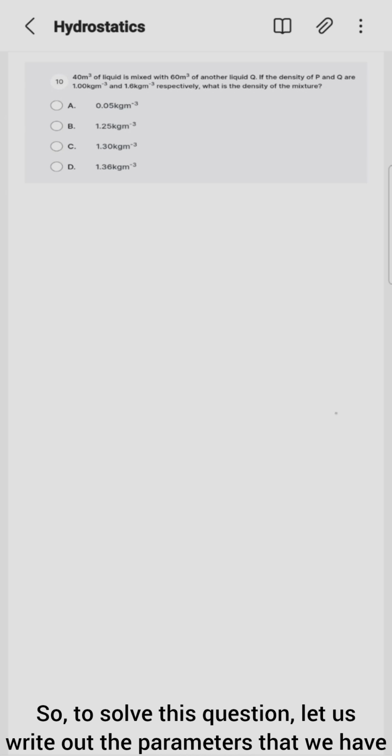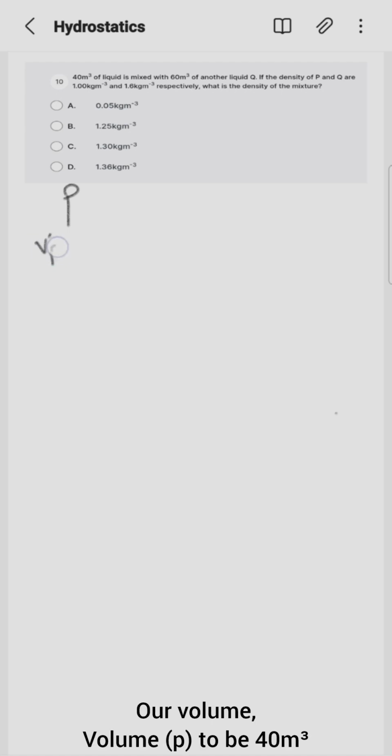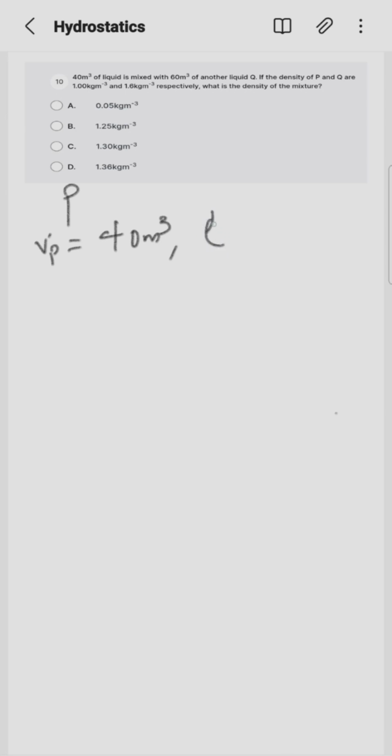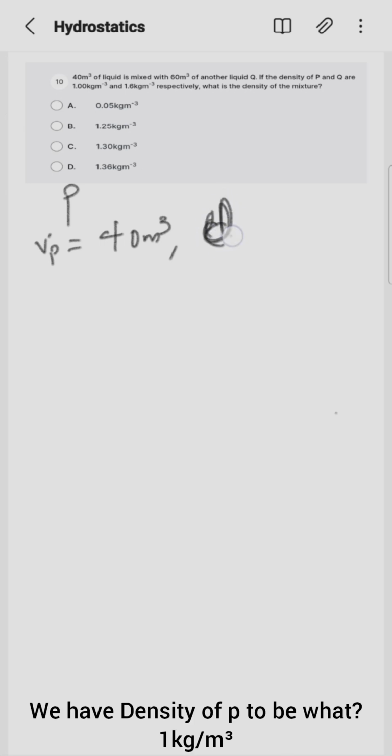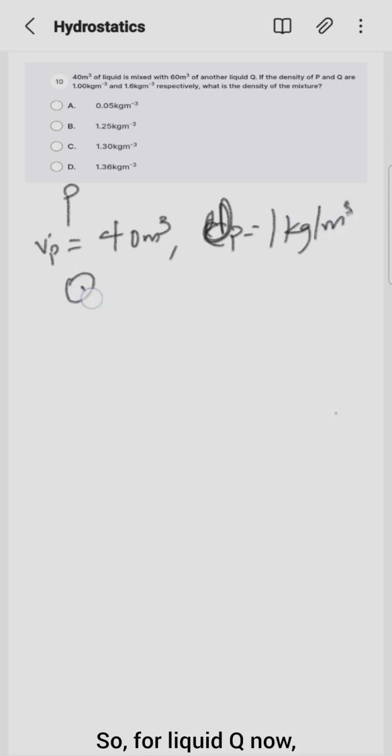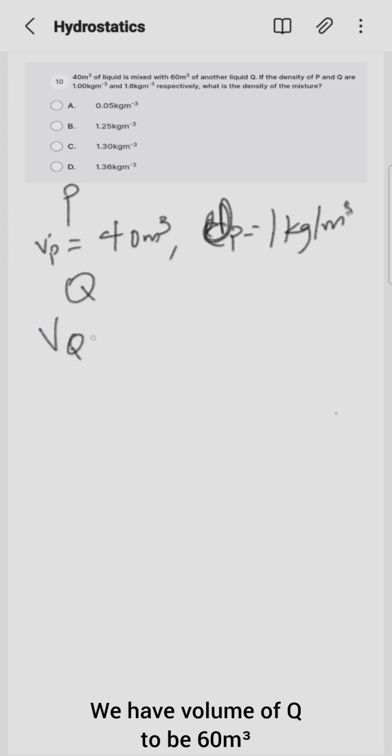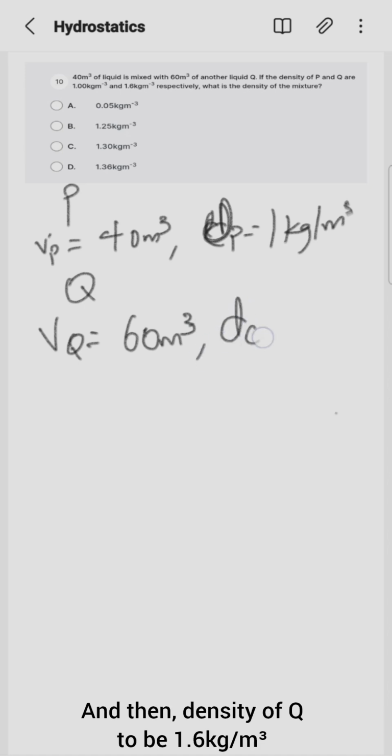So to solve this question now, let us write out the parameters that we have. For liquid P, we have volume of P to be 40 meter cube, and density of P to be 1 kilogram per meter cube. For liquid Q, we have volume of Q to be 60 meter cube, and then density of Q to be 1.6 kilogram per meter cube.